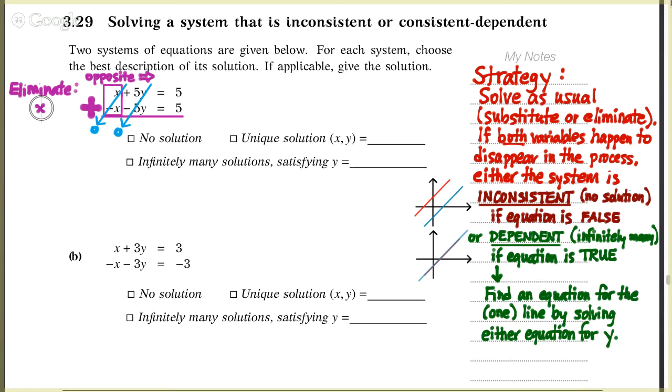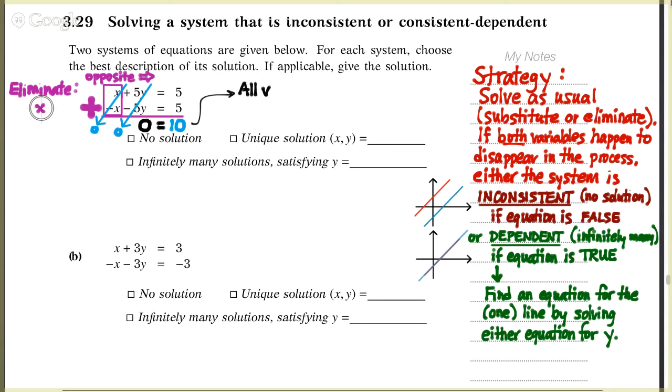So we are indeed in a situation where, when we combine these two equations together, all of our variables have disappeared. That's what happens on the left-hand side. On the right-hand side, 5 plus 5 is going to give me 10. So when I use elimination to get rid of the x, the y also goes away along with it, and leaves us with this third equation, 0 equals 10.